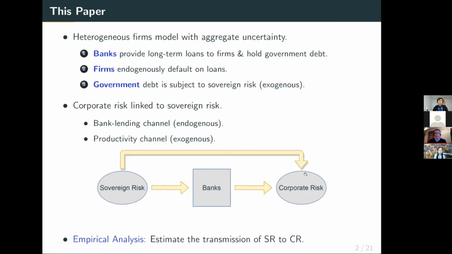In my empirical analysis, I'm going to estimate this transmission going from sovereign to corporate risk. That is the full effect. I'm going to use that to calibrate this quantitative model. Then I'm going to use that model to try to understand and quantify the importance of this feedback loop, meaning the impact of this increase in corporate risk on the net worth of the bank and on the bank's credit supply.